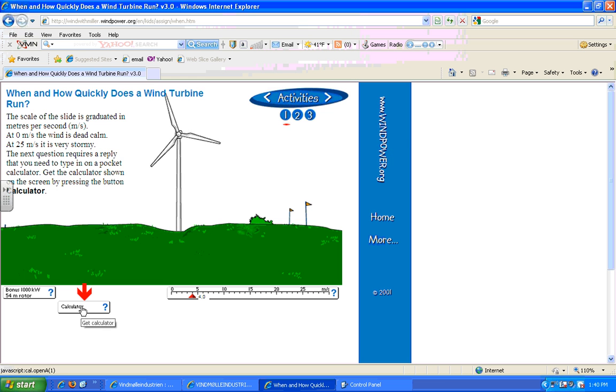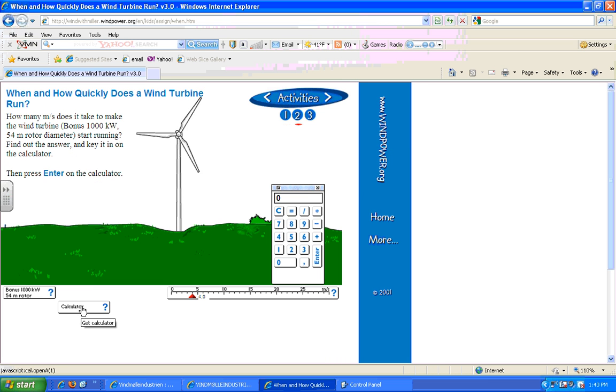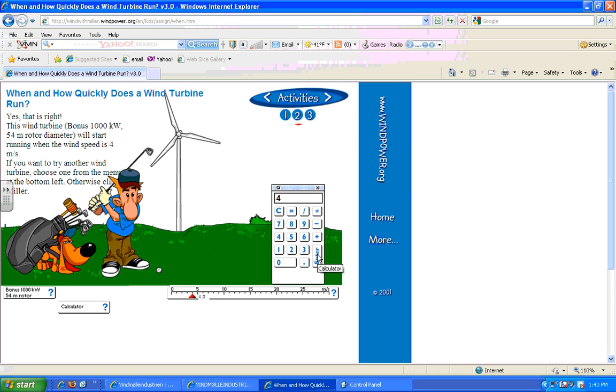Okay, so we have to answer a question here. So you click on the calculator, and we're supposed to say how many meters per second does it take to make this turbine turn? Well, I just told you it's 4, and you can see it down here. So I just enter 4, enter. Yes, that's right. So you can do this for other wind turbines because they don't all have the same.